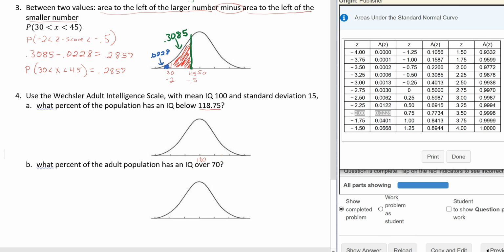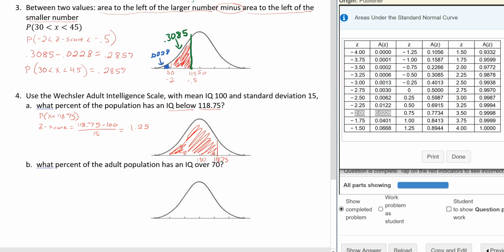Let's find the exact amount. The probability for having an intelligence below 118.75. First, I need to find the z-score. This is 1.25. So I know an IQ of 118.75 is 1.25 standard deviations above the mean. And I want to know the percent of the population that has an IQ below this particular data value. Means I want the area to the left.